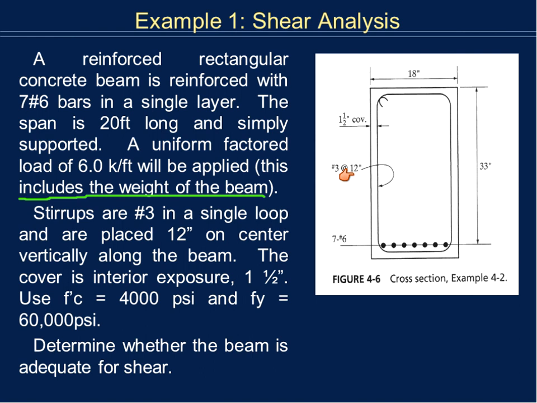The cover is assumed to be interior exposure, so 1.5 inches of cover. We're going to assume that the concrete has a strength of 4,000 PSI, and the steel has a yield strength of 60,000 PSI. So in this question, we're asked to determine, is the beam adequate for shear? So often what happens is that we design the beam for moment, and then we check it to make sure that it is adequate for shear. So how do we design our example?